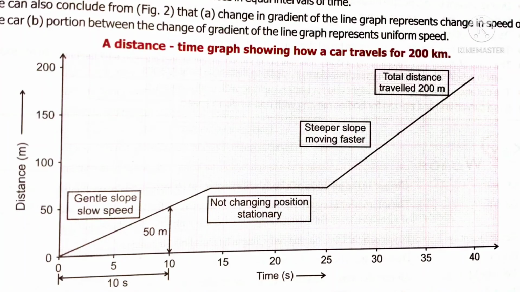In this graph, up to here it shows uniform speed. Then the object is not moving, it remains constant. That is, its position is not changing; it is in a stationary position. And again from here to this position, it shows uniform speed. Likewise, different graphs show different information about the different variables.